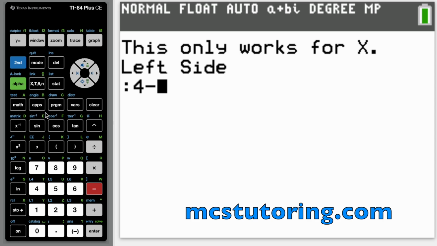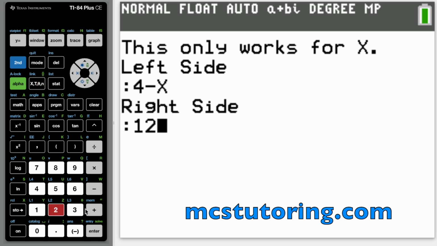Let's move on to one with x on both sides. So let's say we have 4 minus x on the left-hand side of the equal sign, and then 12 plus x on the right-hand side. Again, it gives us the right answer.